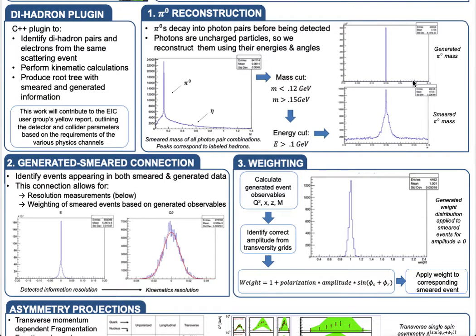Our dihadron plugin was already made when I began working. It identifies dihadron pairs and electrons from the same scattering event, performs the kinematic calculations, and produces a ROOT tree. But I implemented some improvements on it.